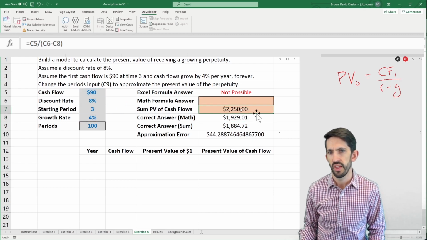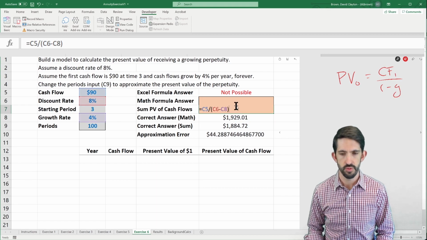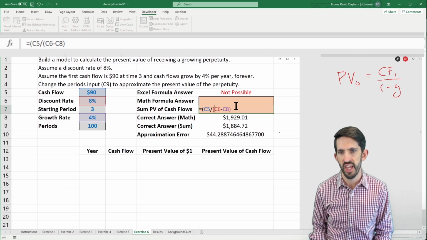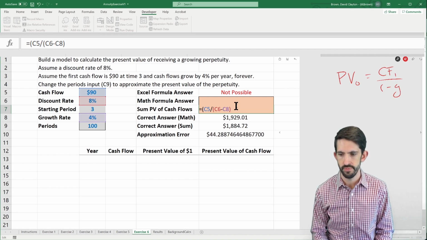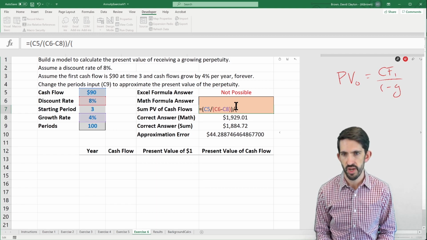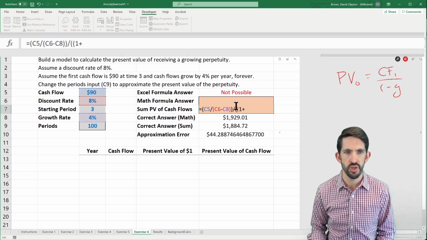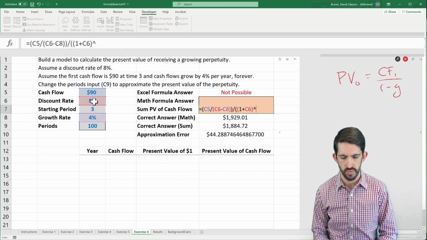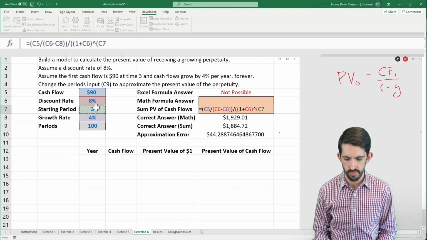We hit enter. Again, we're a little bit off. Why are we off? Well, we haven't accounted for the fact that the cash flows don't start at time 1. So we have to make that adjustment again. Divide by 1 plus R to the starting period minus 1.